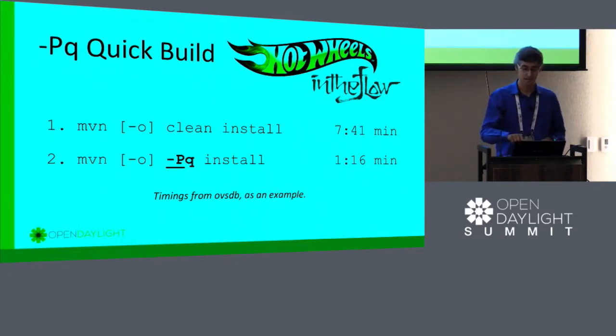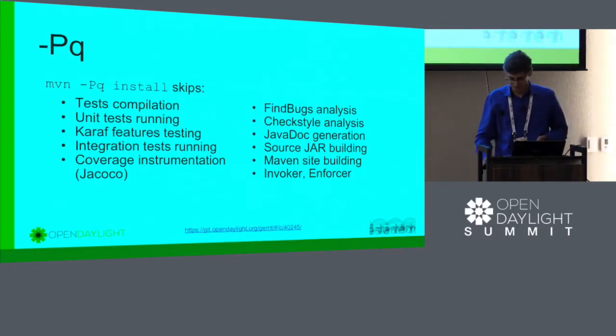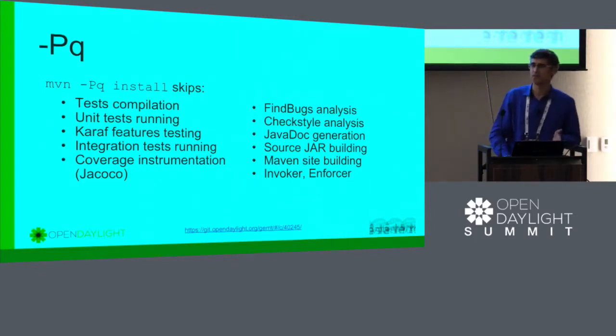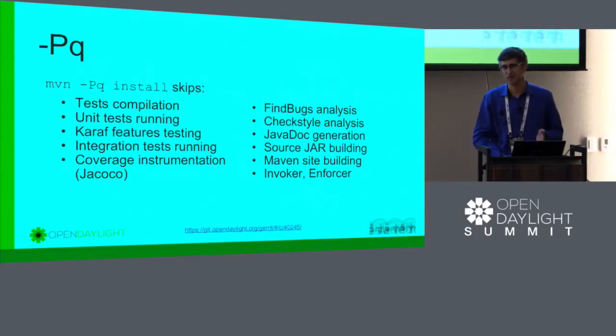A clean install on OVSDB runs in 7 minutes 41 seconds standard, and with -Pq, uppercase P, lowercase q, runs in 1 minute. That's a pretty big difference. If you do this a number of times a day, that will make a difference to you. What this does is it skips a number of things. It's not a Maven optimization. It just skips a number of things that you don't really need when you run locally. I'm pretty sure most of you would agree you don't need to build Javadoc when you run locally. That's something we do on the server.